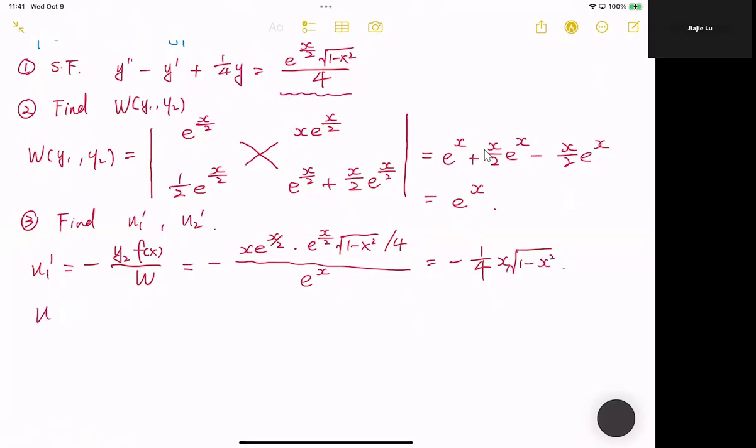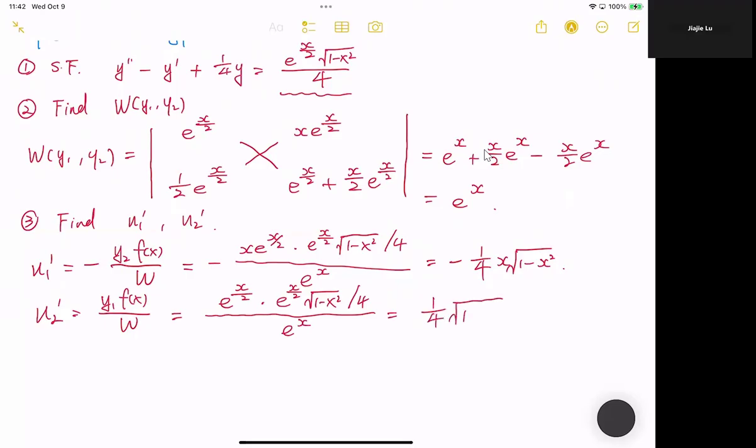And again, u2 prime. By the formula we know it is y1 f(x) over the Wronskian. And our y1 here is simply exponential x over 2, times e^(x/2) square root of 1 minus x squared over 4, over e^x. And then e^x will be canceled, so it's just 1 over 4 square root of 1 minus x squared.